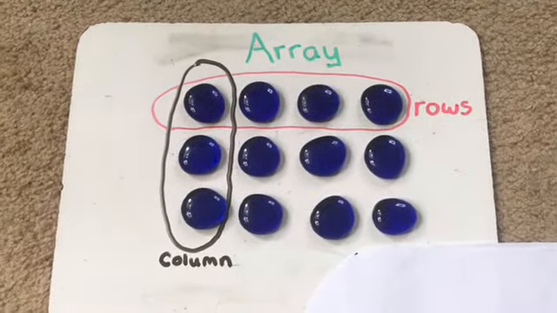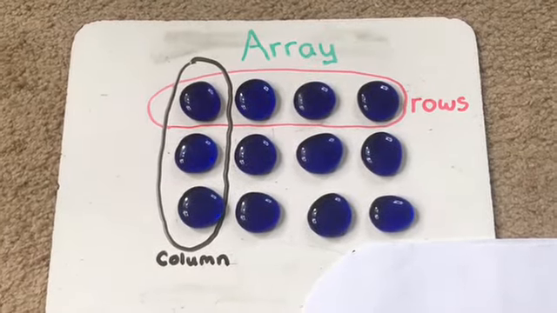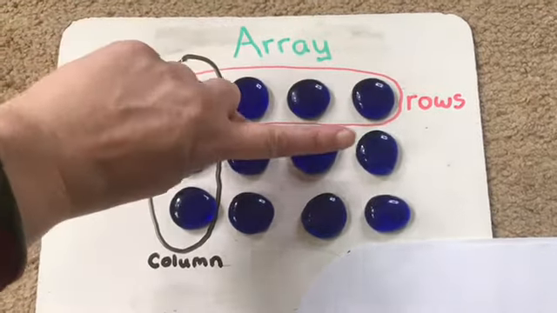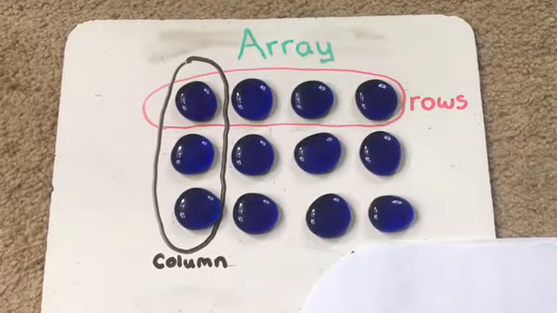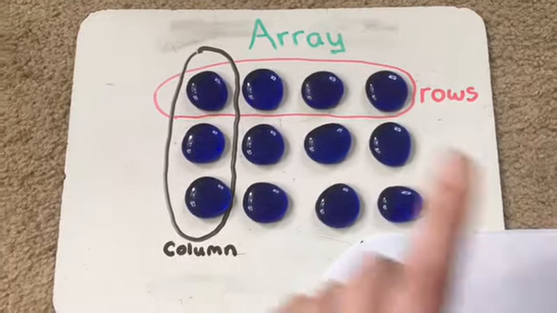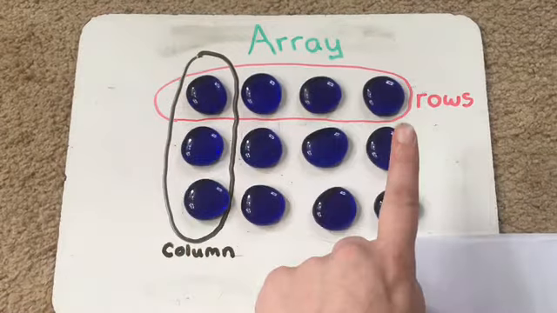So what kind of array do we have here? How many rows do you notice? That's correct. There are 3 rows. How many columns do you see? I agree. I also see 4 columns.